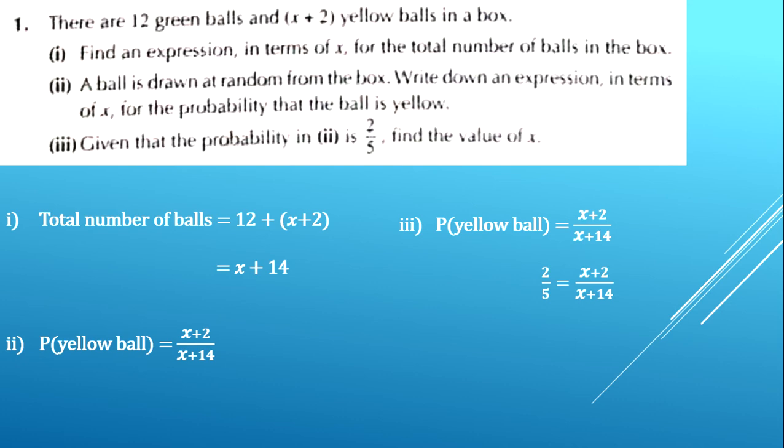Then you just have to simply cross multiply. 2 times x plus 14 equals 5 times x plus 2. Expand the bracket, it will become 2x plus 28 equals 5x plus 10. Then you minus 2x on both sides, and you minus 10 on both sides as well. So you end up with 3x equals 18. Divide by 3 on both sides, so you end up with x equals 6. That is the answer for the third question. Quite simple. Let's go with the second number.